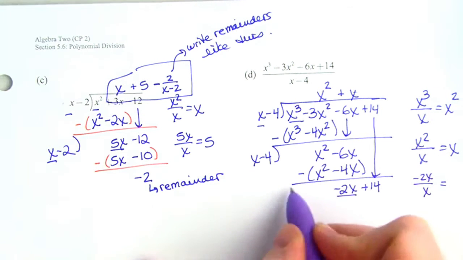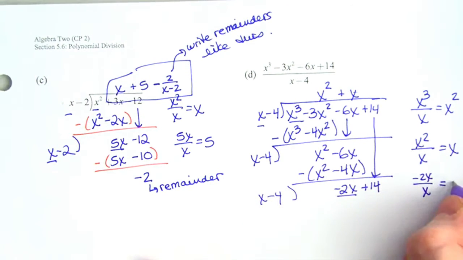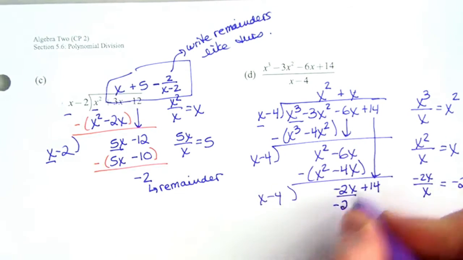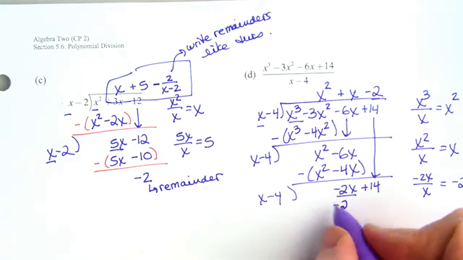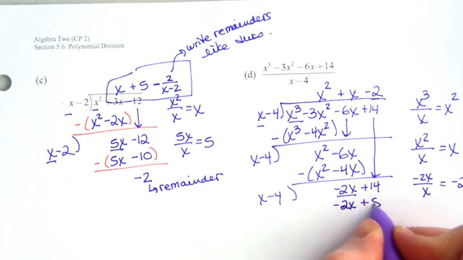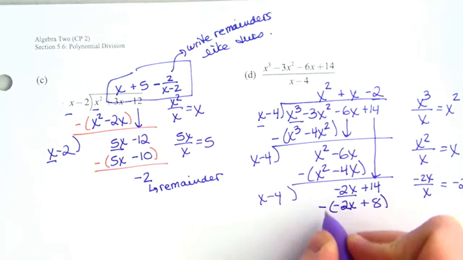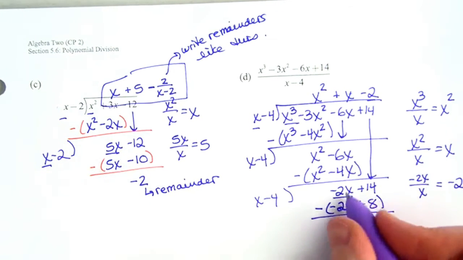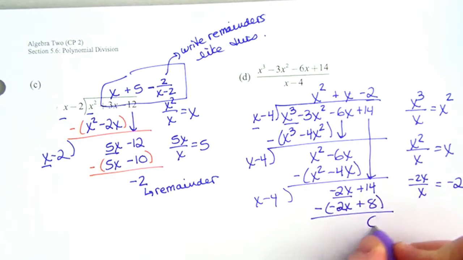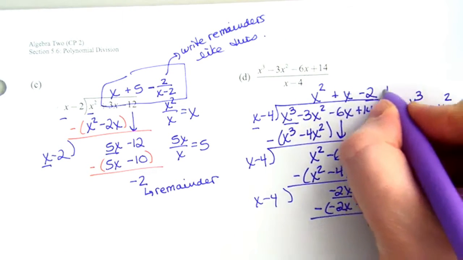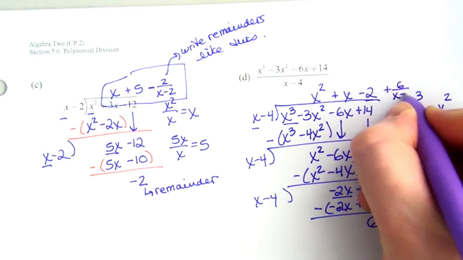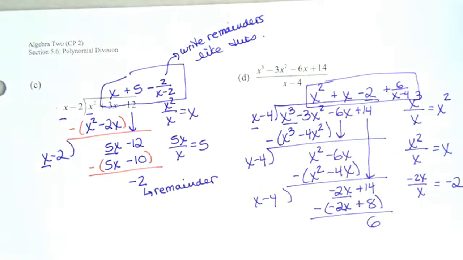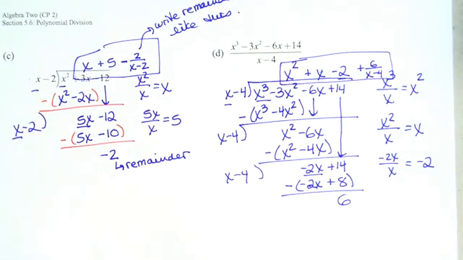Negative 2x divided by x should give me negative 2. Negative 2 times that whole thing, oops, hold on, sorry. Negative 2 there. I'm going to get a negative 2x plus 8. Parentheses, and I'm going to subtract. Gone. 14 minus 8 should give me 6. I'm going to get plus 6 over x minus 4. I hope you sent in either 6 or 6 over x minus 4 into Edpuzzle.